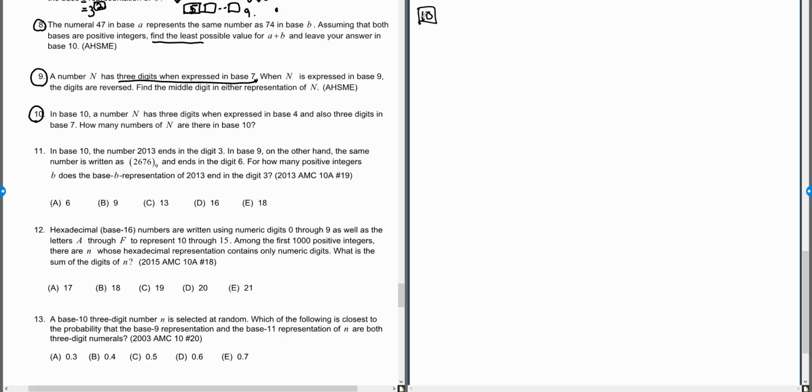Now we have base number 10. A number n has 3 digits when expressed in base number 4, and also 3 digits in base number 10. How many numbers n are there? We don't know this number, right? When you express it in base number 4, that is a 3-digit number.